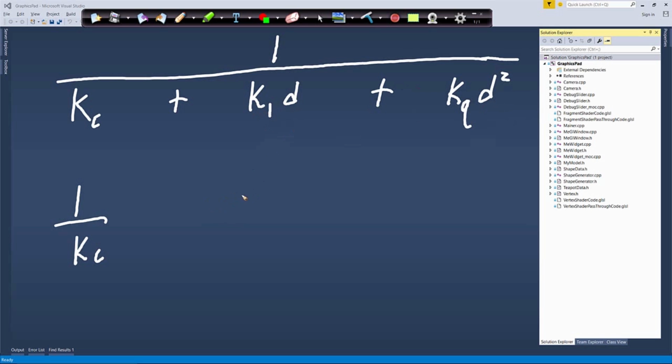And so say this was 0. This term right here is 0. And this term right here, this KL, linear attenuation. Let's say that that constant's arbitrary. It's up to us to decide what that constant is.